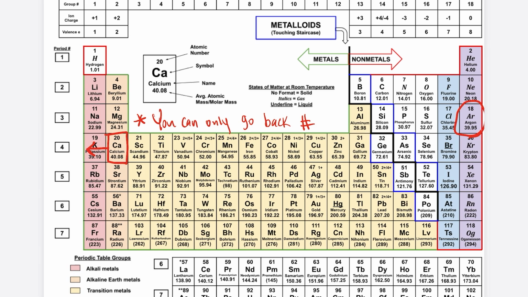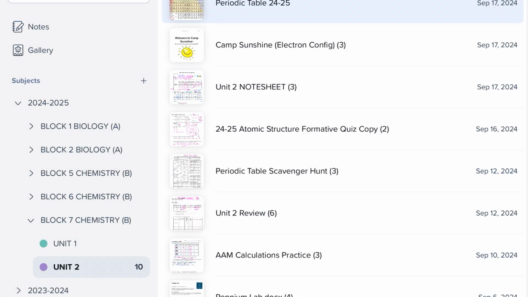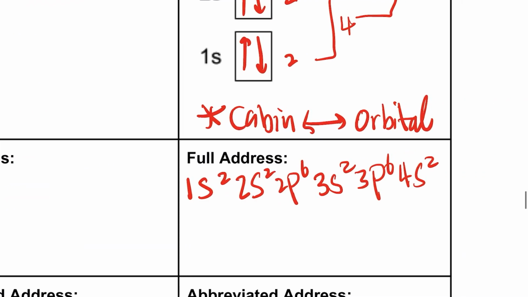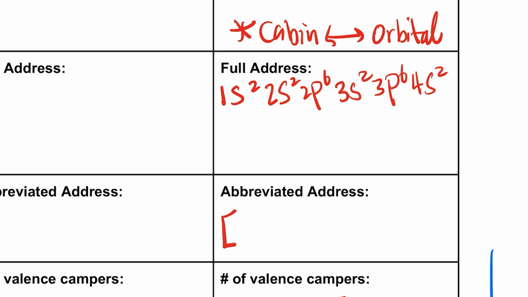Okay, then what do I do with it? So now that I know, ready? I'm going to go back to my Camp Sunshine here, abbreviate it, and write down using brackets. We don't do parentheses like this, okay? Use the bracket and write down the symbol for argon, which is Ar.